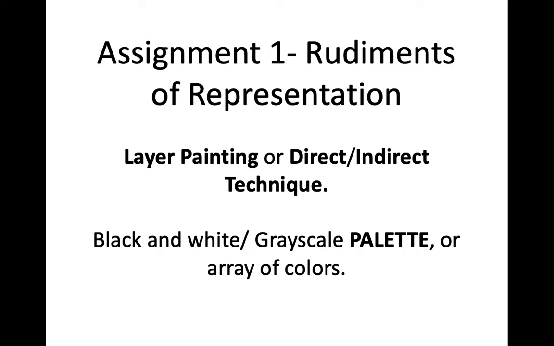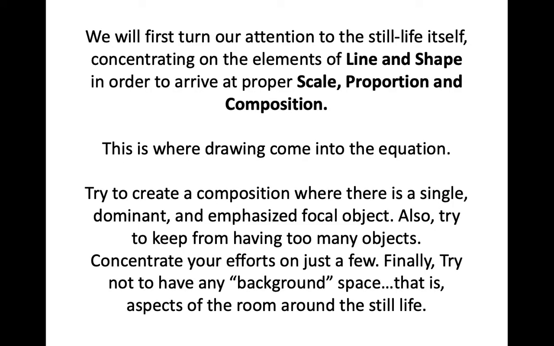So we're going to be using black and white to mix grayscale in order to translate what we're seeing in color into a palette that only includes grays, black and white. So the first thing that we'll do is we'll look at our still life. We'll concentrate on the elements of line and shape in order to arrive at the proper scale, proportion, and composition. So we're thinking compositionally here.